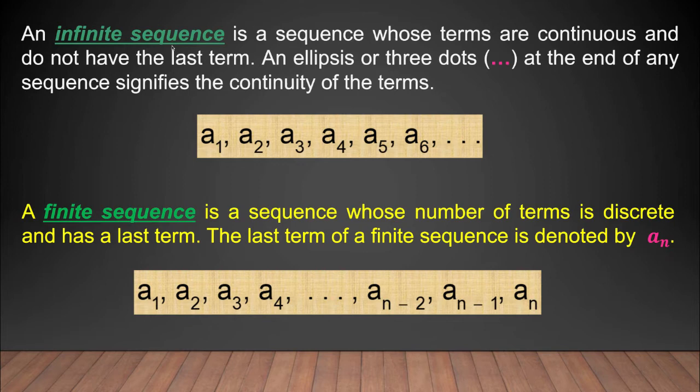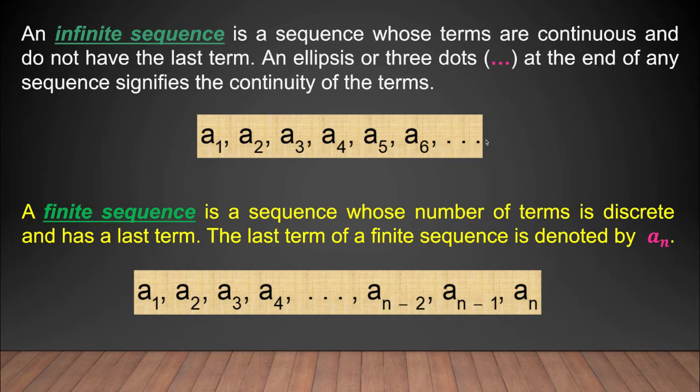Whereas an infinite sequence is a sequence whose terms are continuous and they do not have a last term. An ellipsis, or 3 dots, at the end of any sequence signifies the continuity of the terms. So, the terms of an infinite sequence may be this: a sub 1, a sub 2, a sub 3, a sub 4, a sub 5, a sub 6, and dot dot dot.